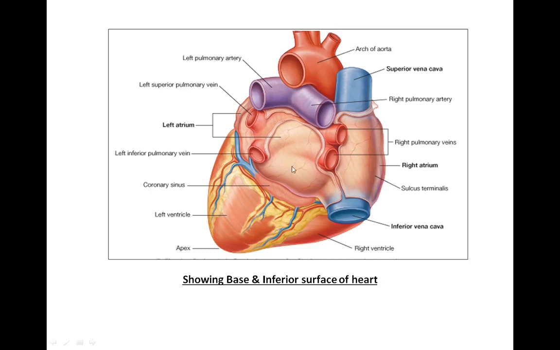So the base or posterior surface we can identify by the opening of the 4 pulmonary veins. So these are the 4 pulmonary veins which open into the left atrium. So this is the identification point of the left atrium. These are the openings of the 4 pulmonary veins.